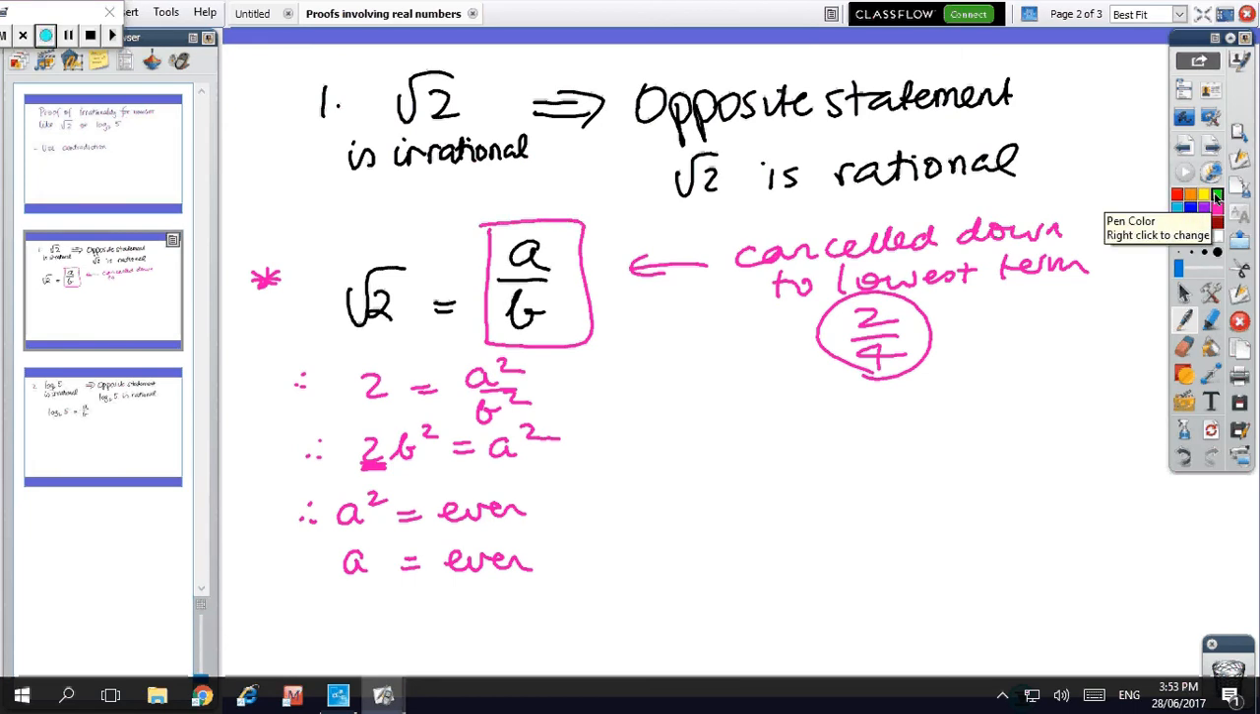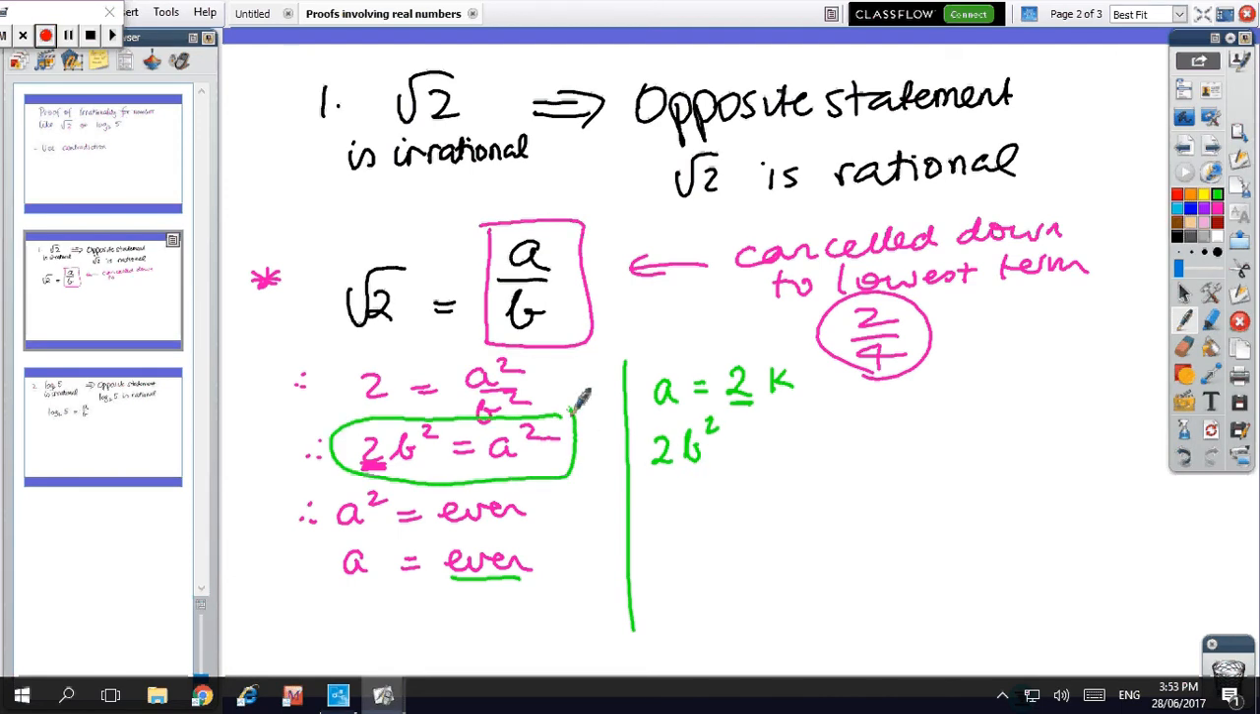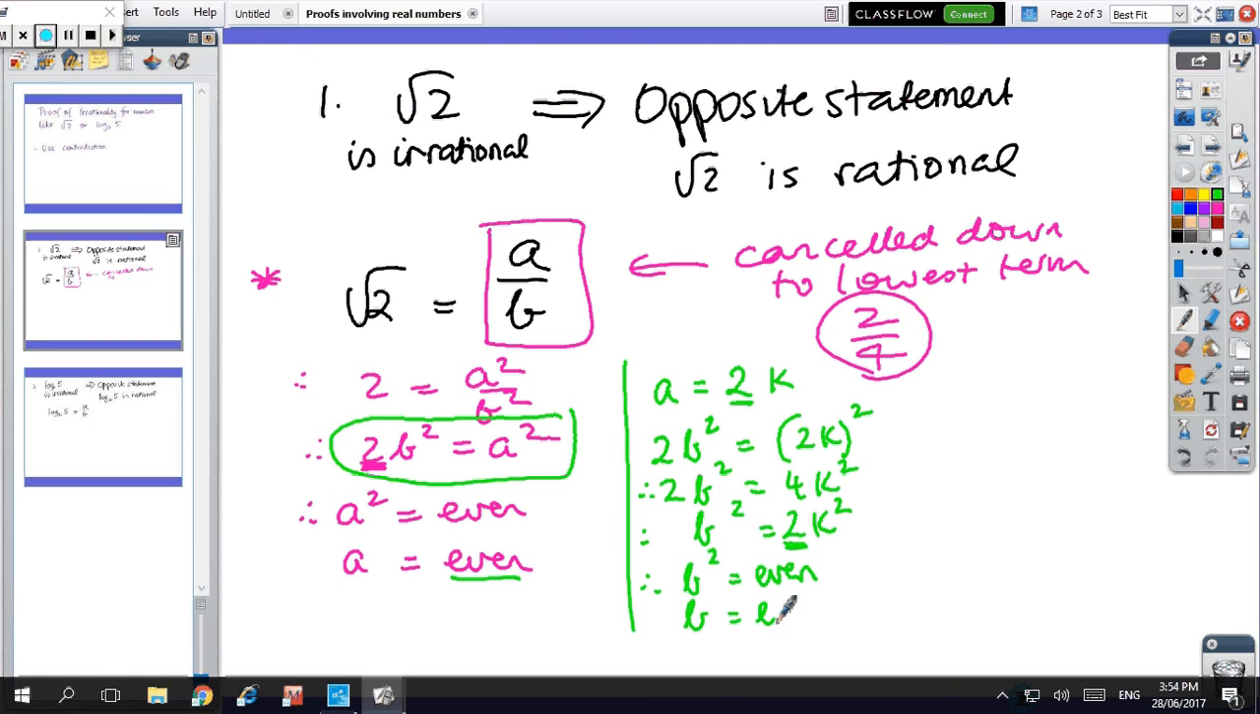I'll change colours. So, if a is even, then a can be written as 2 times some other number. Okay, so if something's even, we say it's 2 times something else. So that means that 2b squared, back here, equals (2k) all squared, because it's a squared. (2k) all squared is 4k squared, and that's 2b squared. And then divide both sides by 2, so b squared equals 2k squared. And then we've got this 2 again, so that means that b squared is an even number, which means that b is an even number.